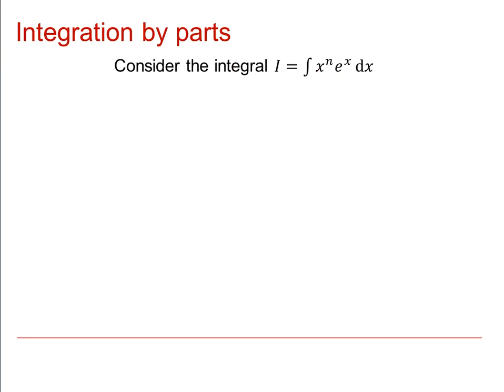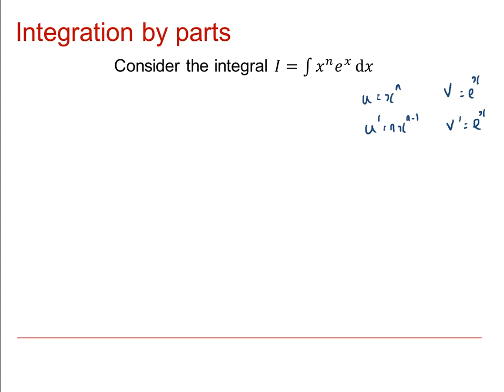Well, firstly let's consider this integral, which is the integral of x to the power n multiplied by e to the x. We can integrate that by parts, so that if we take u to be equal to x to the power n, then u dashed will be nx to the power n minus 1. And if we take v dashed to be equal to e to the x, then v is also e to the x.